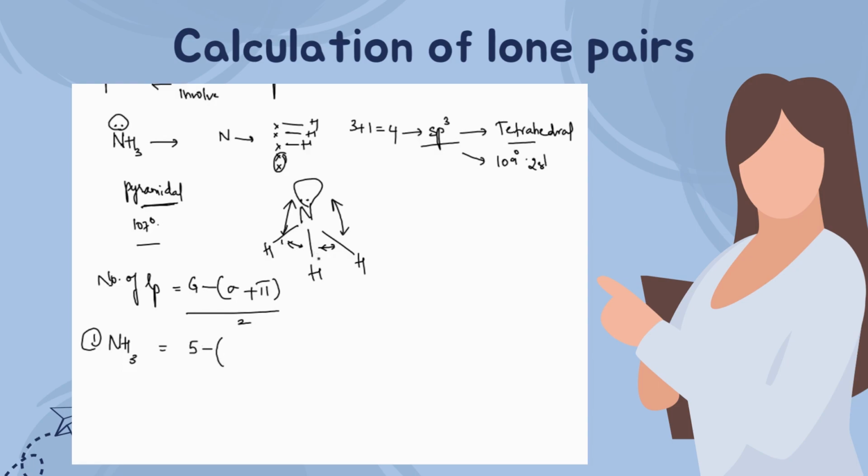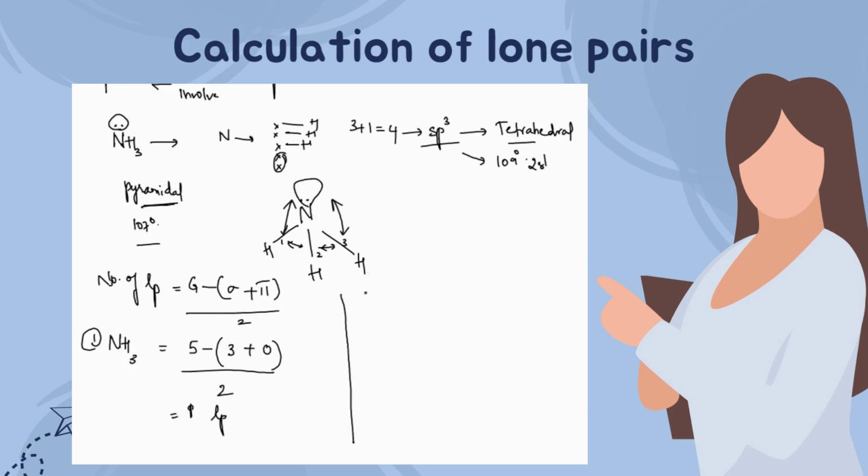This is 1, this is 2 and this is 3. So there are 3 sigma bonds and you find no pi bonded electrons in the molecule. So it is 0 by 2. So it is 5 minus 3 by 2. How much is it? 5 minus 3 by 2, which is equal to 1 lone pair. 5 minus 3 is 2, 2 by 2 is 1 lone pair. So in ammonia you find 1 lone pair in the central atom.